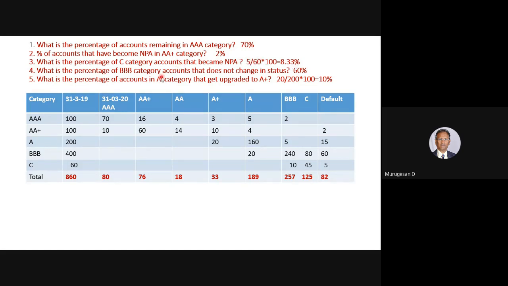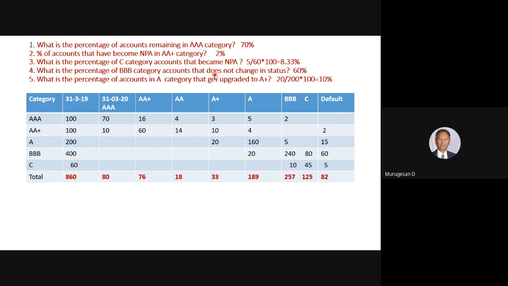Fourth question: what is the percentage of BB accounts that don't change in status? They will twist the question, so read it carefully. BB accounts 400, 240 still remaining at 240. So that doesn't change in status, doesn't undergo any migration. What percentage of accounts do not migrate, they will ask that also. 240 divided by 400 into 100, 60% of accounts still remain unmigrated, in the triple B category.